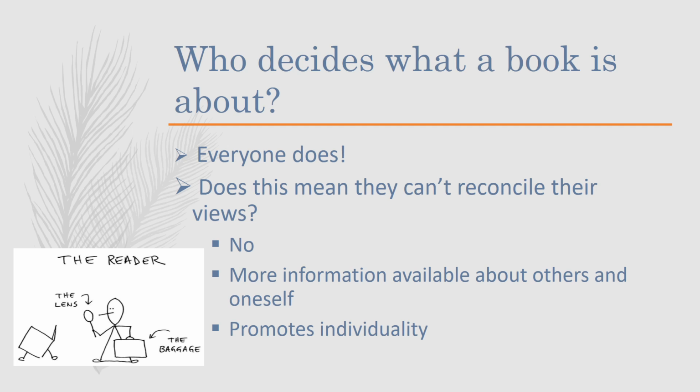So who decides what a book is about? In a way, everyone does then, because everybody will have their own understanding of the book. So does this mean that they can't reconcile their views? Not at all. It simply means that everyone will have their own individual understanding, which means that if you observe other people's understandings and try to understand that, then you will be able to see their side a little bit more easily and see how their experiences have affected their understanding. And in that way, you're just gathering more information.